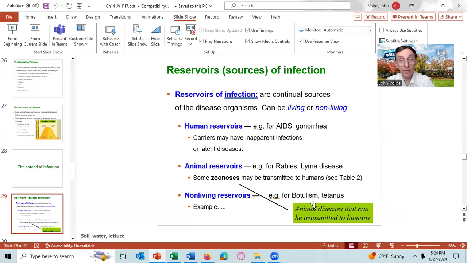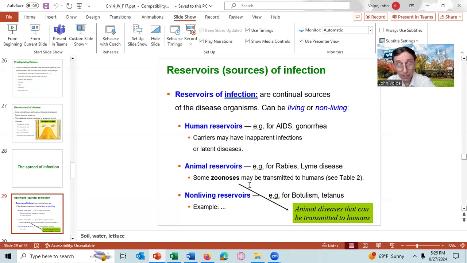Animals can be reservoirs of disease. For some diseases like rabies and Lyme disease, animals are the only reservoir of disease. We call zoonoses animal diseases that can be transmitted to humans. So zoonoses are diseases that come from an animal but can be transmitted to a human. Rabies would be a good example of a zoonosis because rabies only comes from an animal. A human who gets rabies cannot spread the disease to another human.